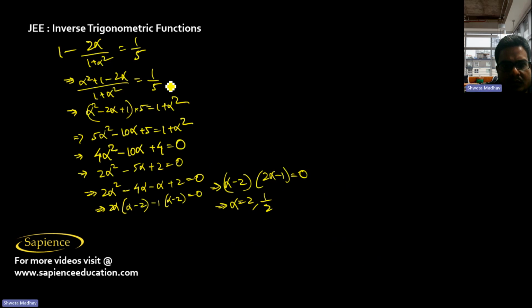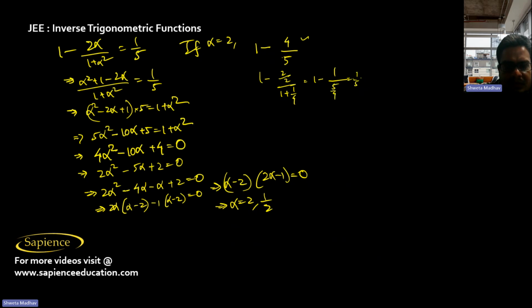If suppose alpha equals 2, then we get 1 minus 2 alpha, that is 4, by 1 plus 4, that is 5. So that is 1 by 5. And if alpha is half, then it will be 1 minus 2 by 2 into 1 plus 1 by 4. So that is 1 minus 1 over 5 by 4. So that is 1 by 4 by 5. That is 1 by 5.